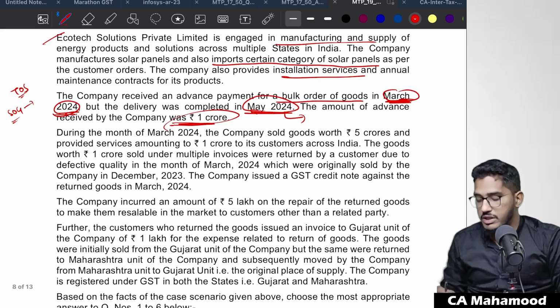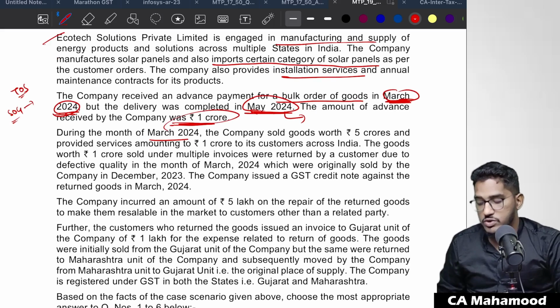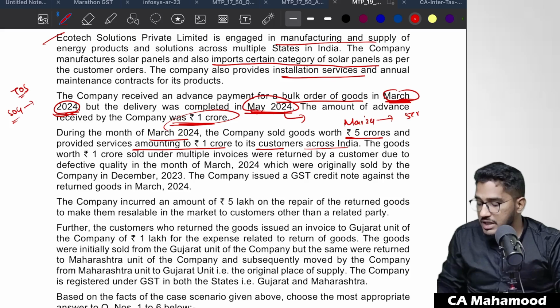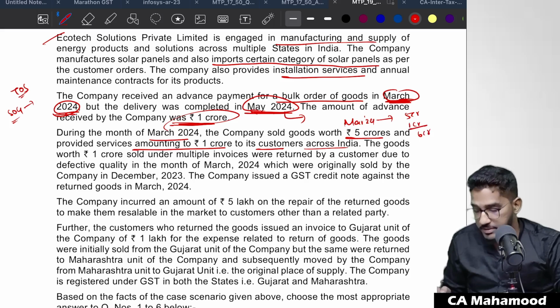Okay. During the month of March 2024, the company sold goods worth 5 crore rupees, and they provided services amounting to 1 crore to its customers across India. So for the month of March, they are now giving the details. They made a supply of goods worth 5 crore rupees. They made supply of services worth 1 crore. Total supply, how much they have made? 6 crores of supply they have made. 5 crores is for goods, 1 crore is for services.